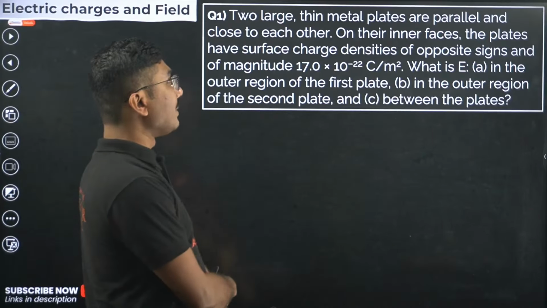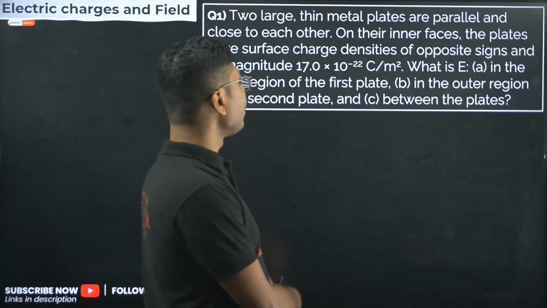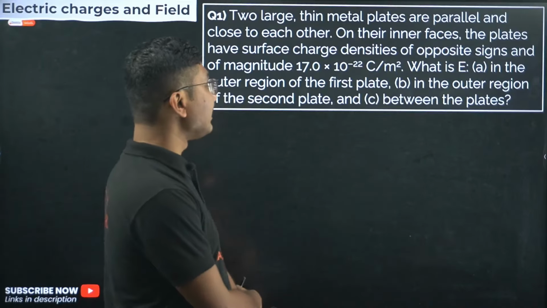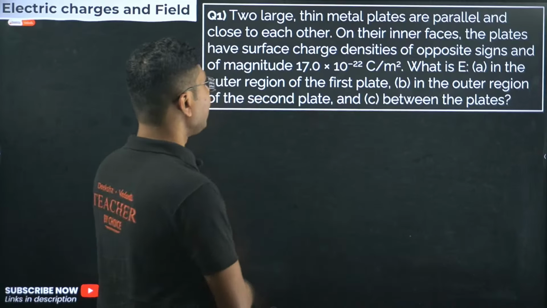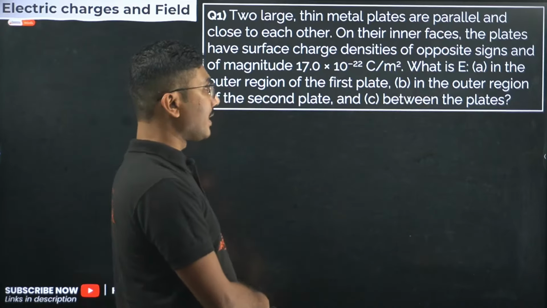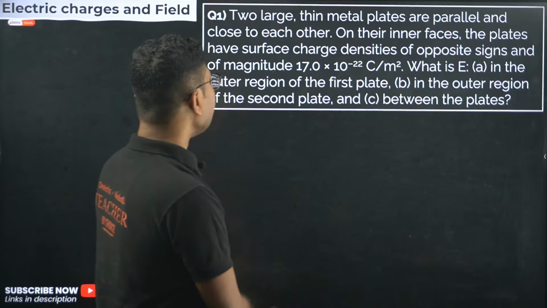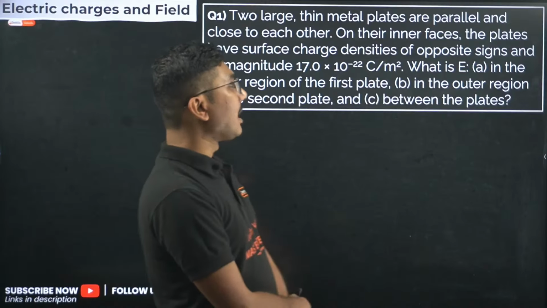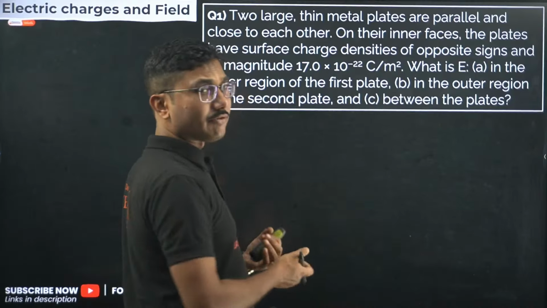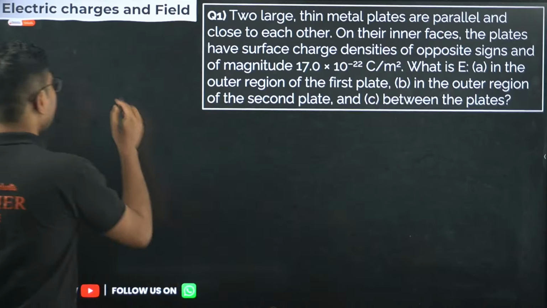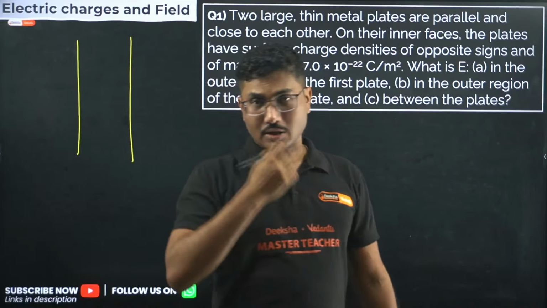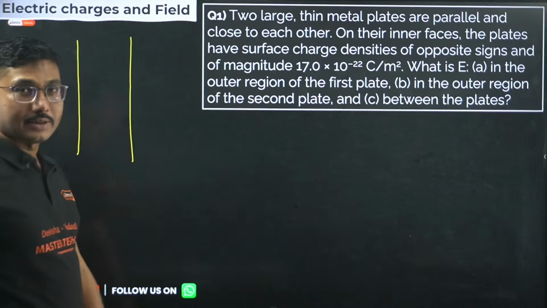Two large thin metal plates are parallel and close to each other. On their inner faces, the plates have surface charge densities of opposite signs and magnitude 17.0 × 10^-22 coulomb per meter square. What is the electric field in the outer region of the first plate, in the outer region of the second plate, and between the plates? It's basically a capacitor problem, but this question is from your electric charges and fields chapter in your NCERT textbook. If you open your NCERT textbook, you will see that the last question of the chapter is this, in the latest print.